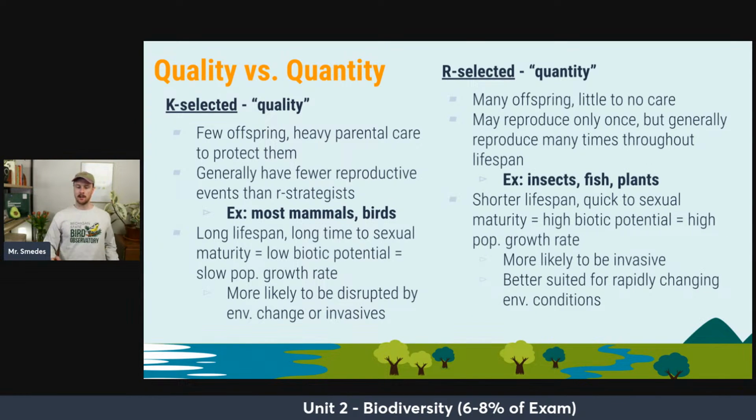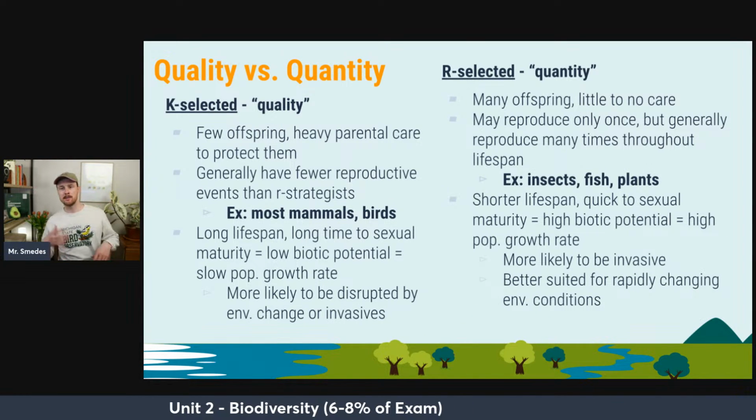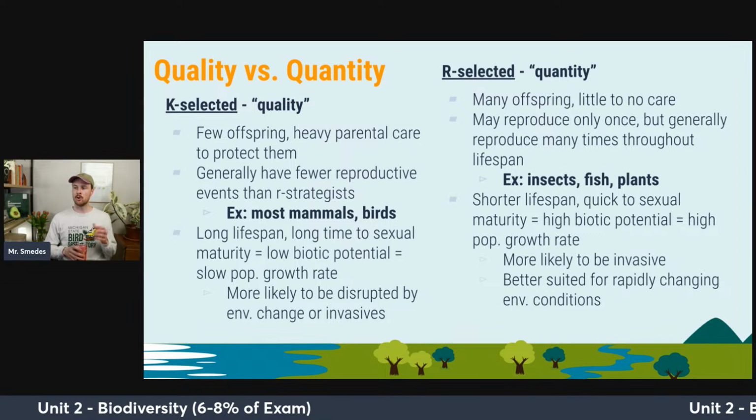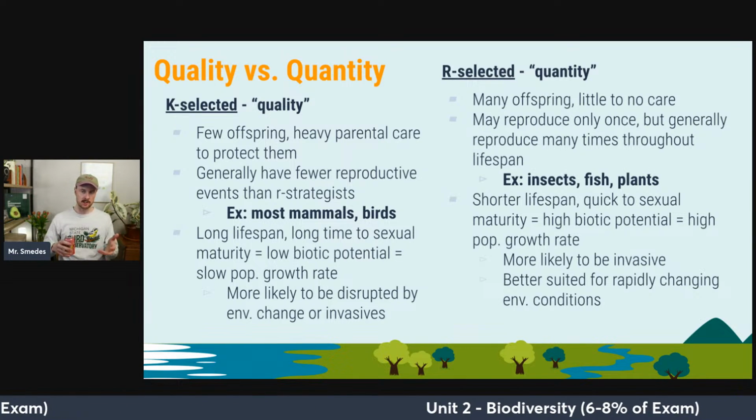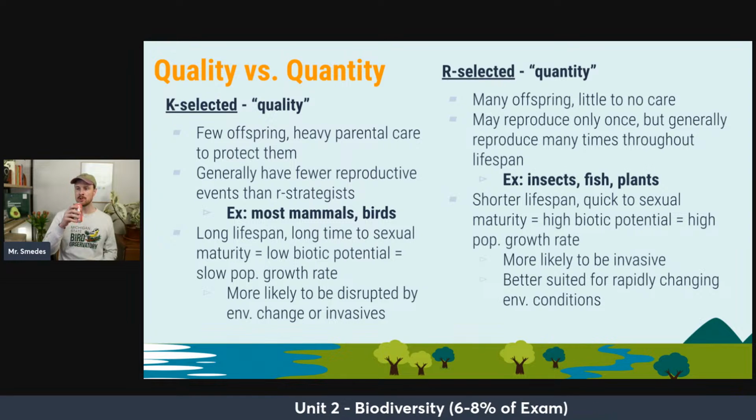Unit 3. So K-selected and R-selected. This keeps popping up on the exam. It's also a super easy question to write MCQ test questions about, and so it pops up on the MCQ portion as well. I have to imagine it definitely appears on practice exams.